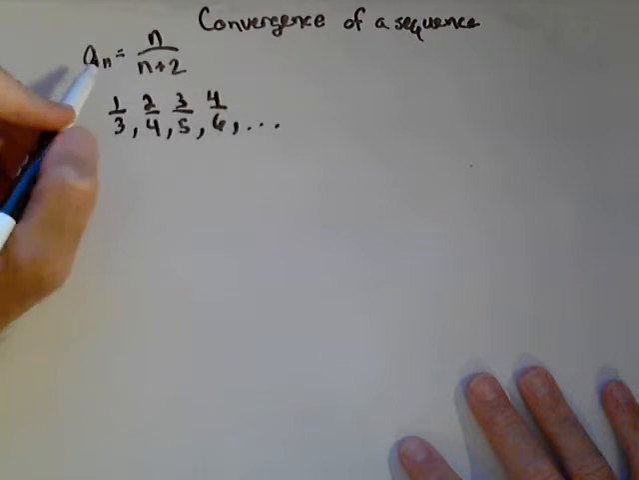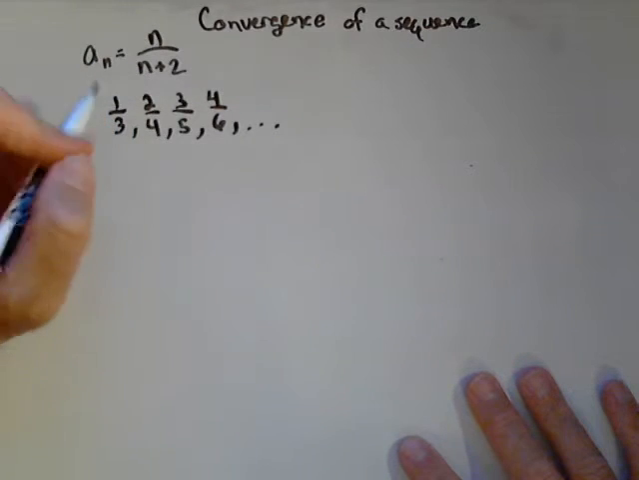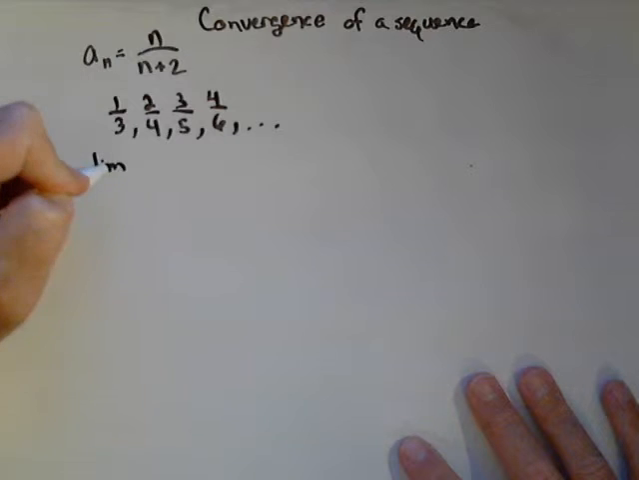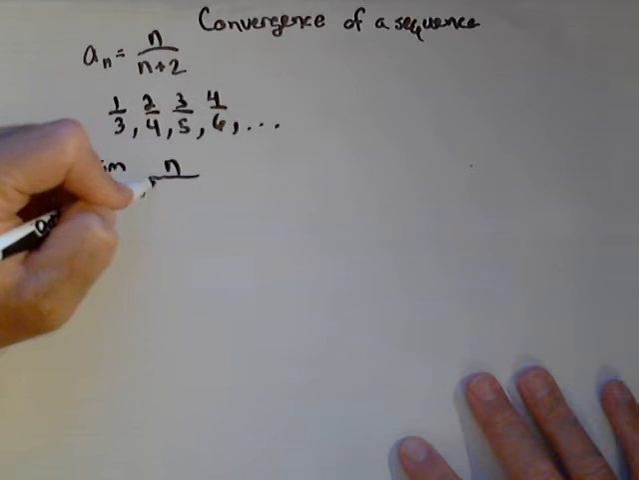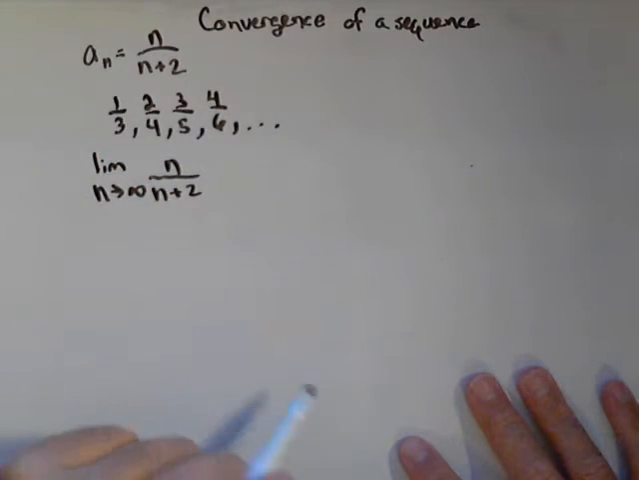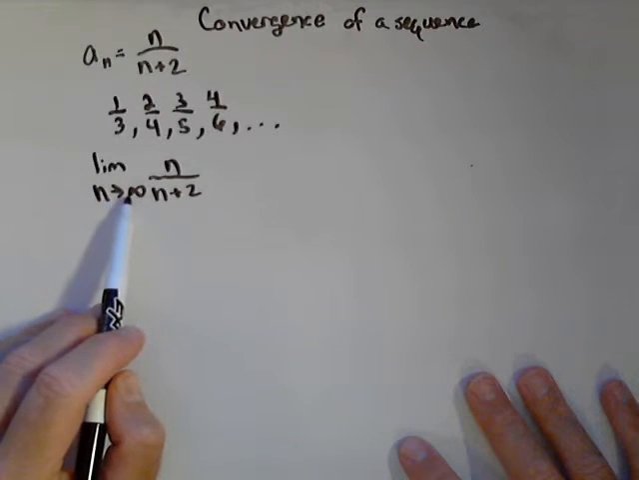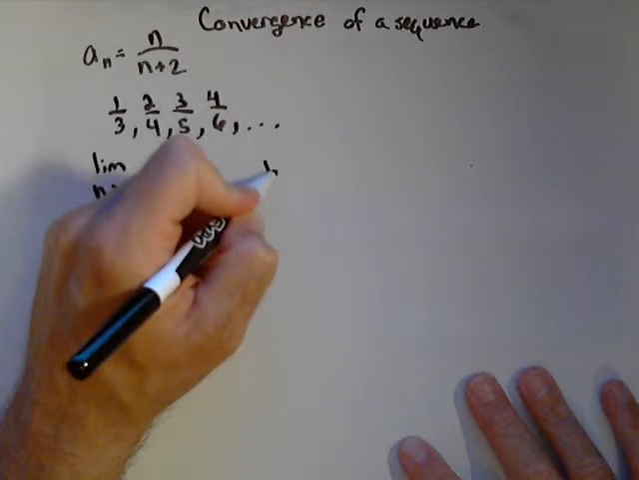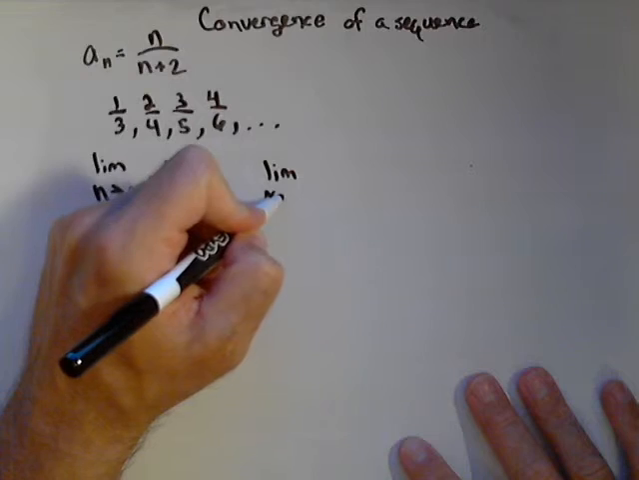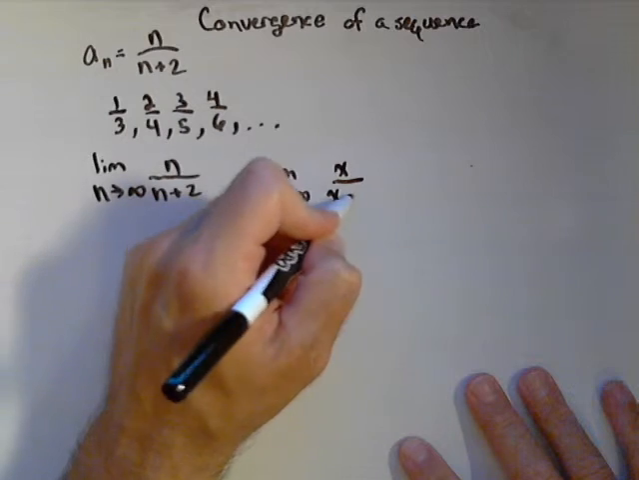Well, in order to determine convergence of a sequence, we need to see what happens as n gets infinitely large. So we're actually just calculating a limit. So limit as n goes to infinity of n over n plus 2. We've seen this before. We've used limit notation, and remember as n goes to infinity, we're talking about end behavior. Now, we're doing this in terms of n, but imagine if we used x. So limit as x goes to infinity of x over x plus 2.